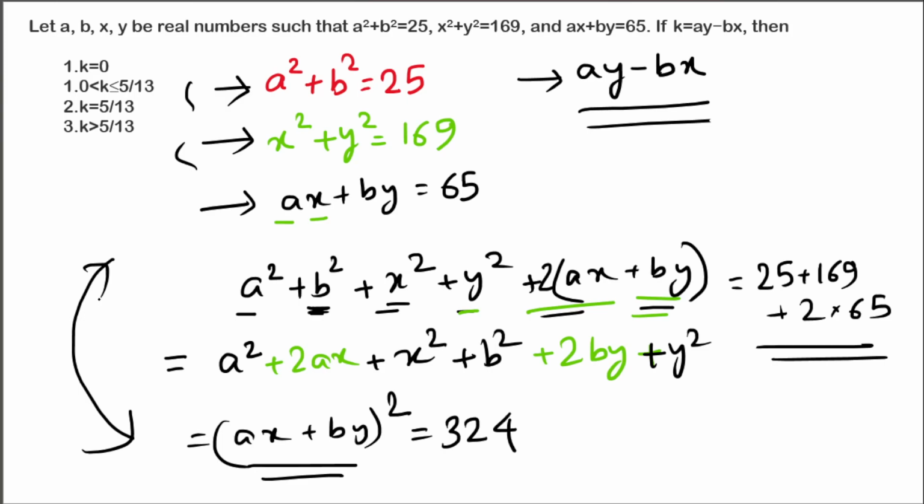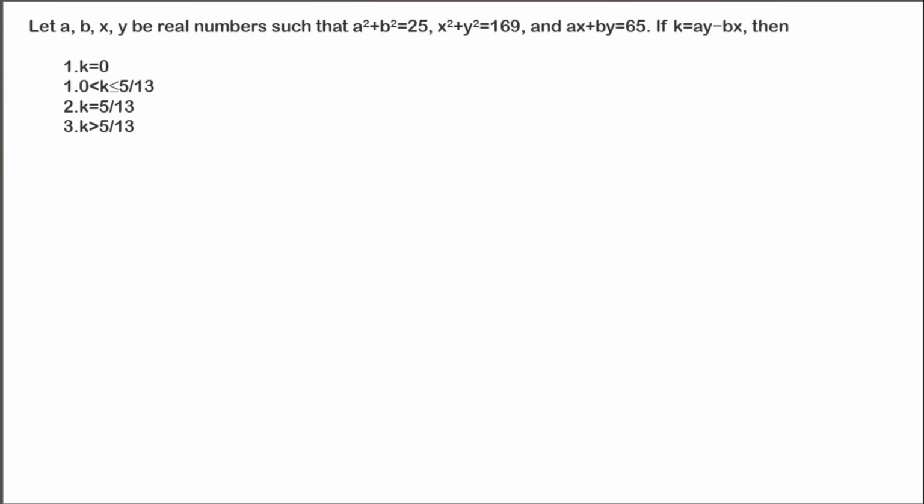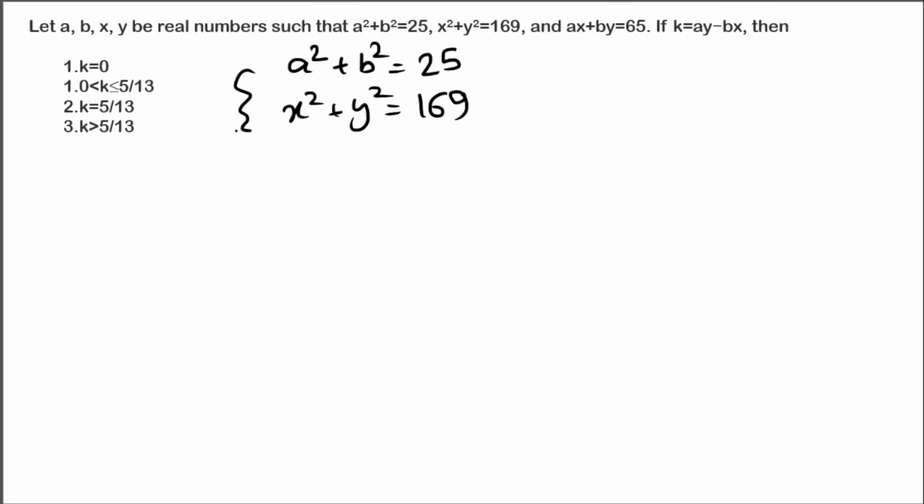All right, now what can be the alternate approach? Again, let us see what is being given. So first of all, a square plus b square equal to 25, that is first. x square plus y square equals to 169, right? What happens if I multiply these two, right? What happens? Let us see. So this a square plus b square is the first, and then we will have x square plus y square.